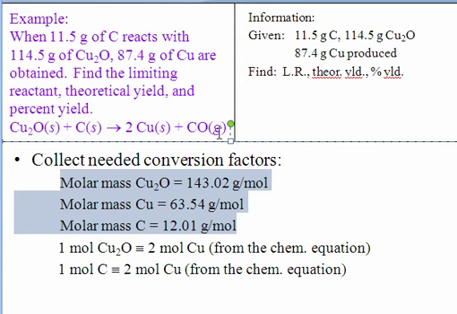I'm going to need stoichiometry to get my mole ratio, and to get between grams and moles I need the molar mass. So the molar mass of copper(I) oxide is 143.02 grams per mole.